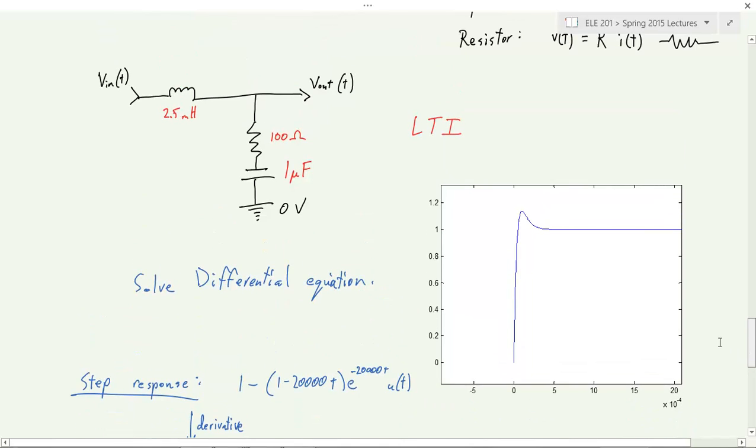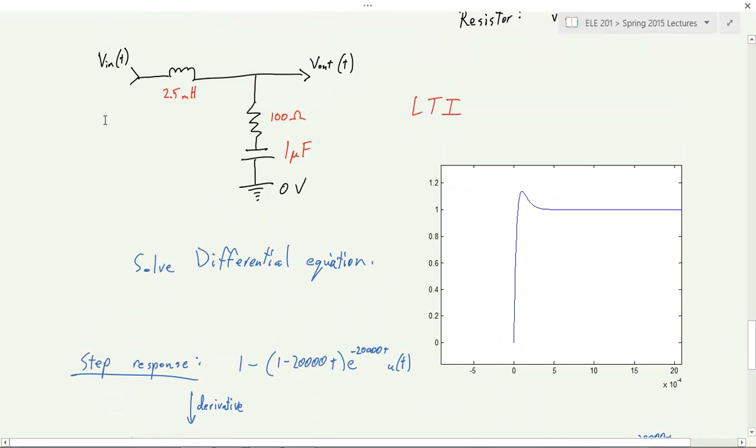So this gives us a very nice way to understand this circuit. The frequency domain gives us a very nice way to understand this circuit. It has a transfer function. It's designed to resonate at a certain frequency.